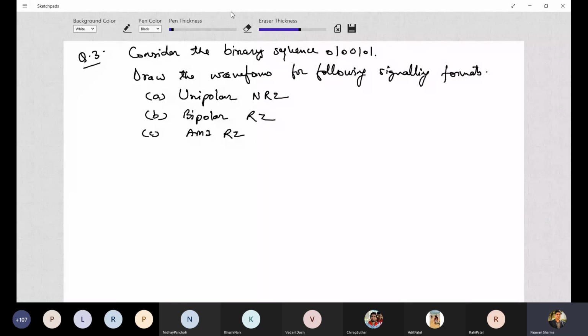So again, I give you 1 to 1.5 minutes of time. Meanwhile, I just draw the axis, and then you can tell me how the waveform will look. So please take a pen and paper, and use these three formats to represent this binary sequence 0 1 0 0 1 0 1. Okay, this you have to consider.